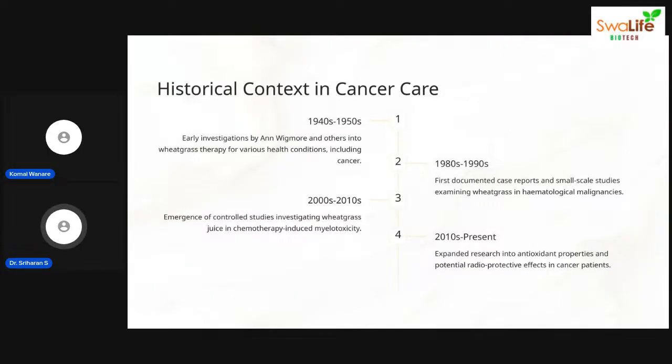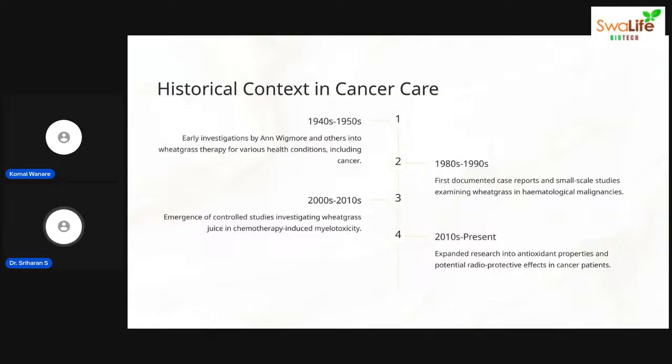So, what is the historical pathway of wheatgrass in cancer study? In the 1940s to 1950s, wheatgrass was used as one of the herbal medicines, traditionally for all kinds of illness. It was not used especially for cancer; it was used for all other diseases and also for cancer.